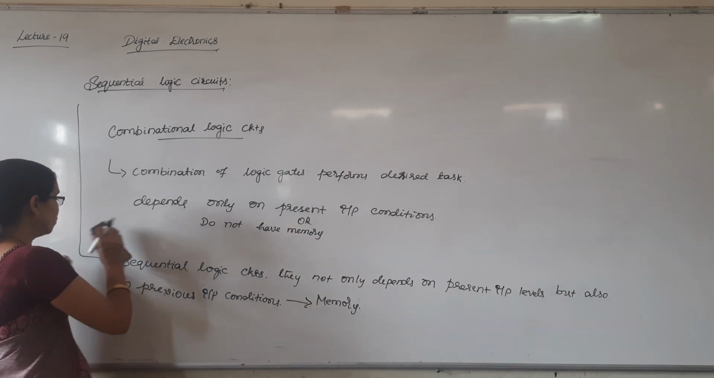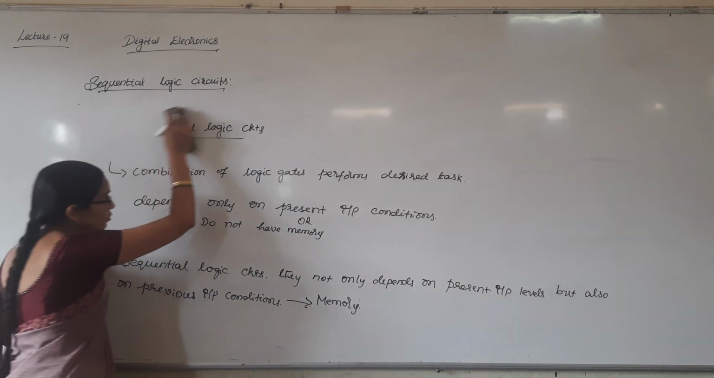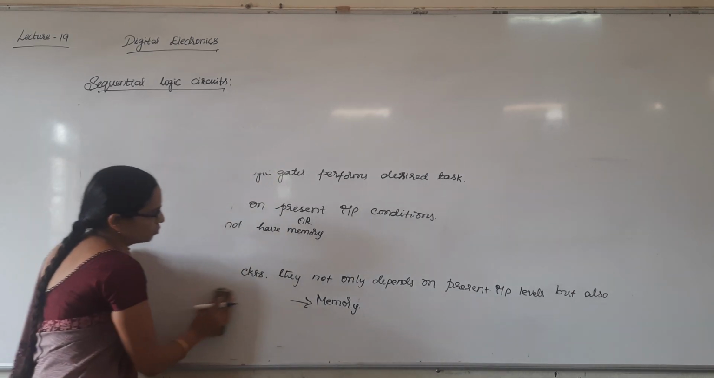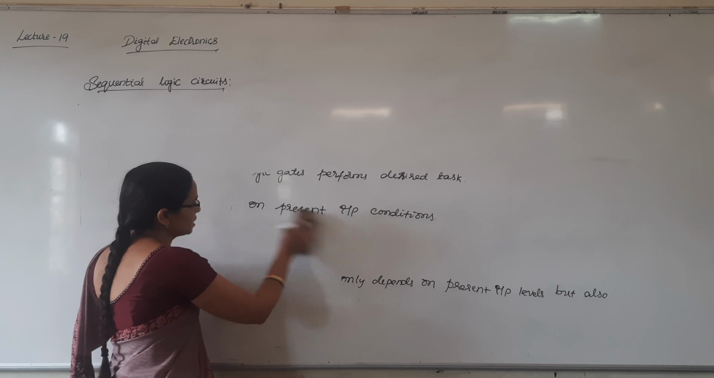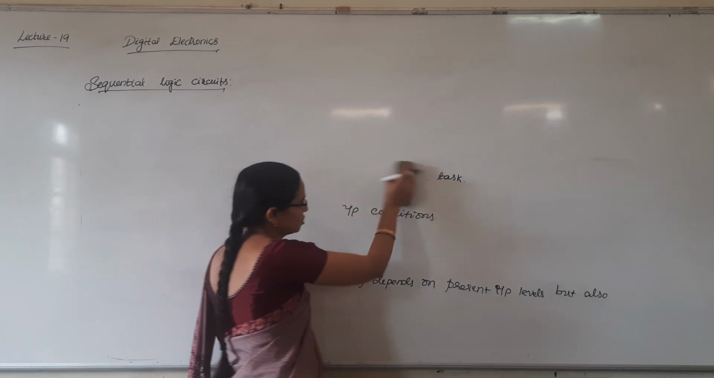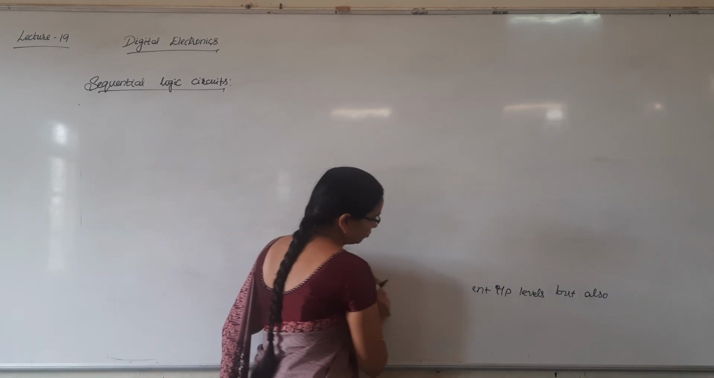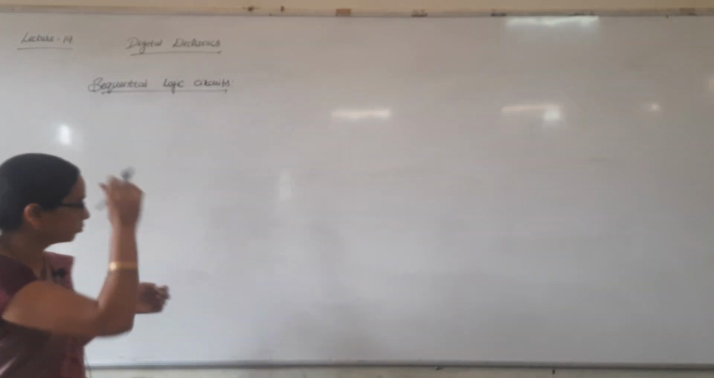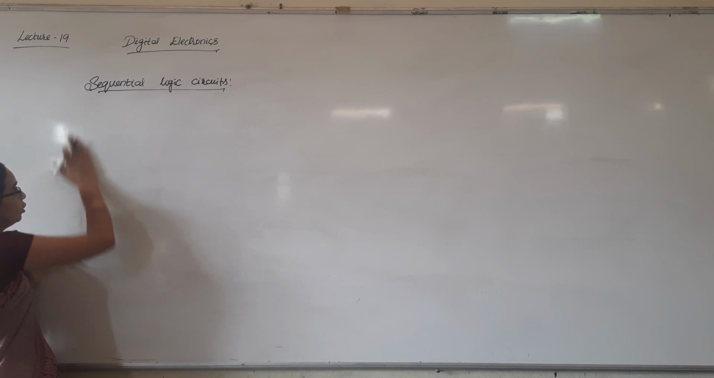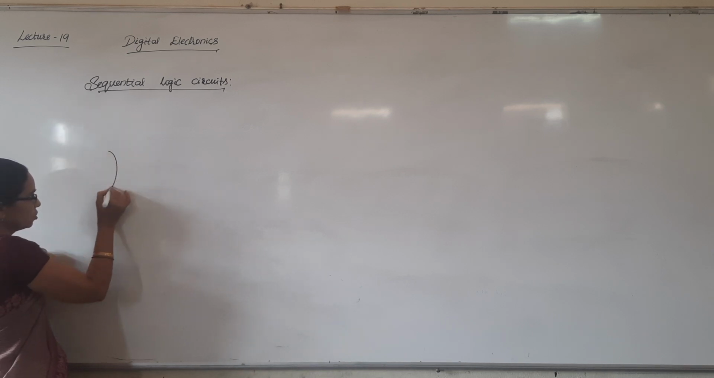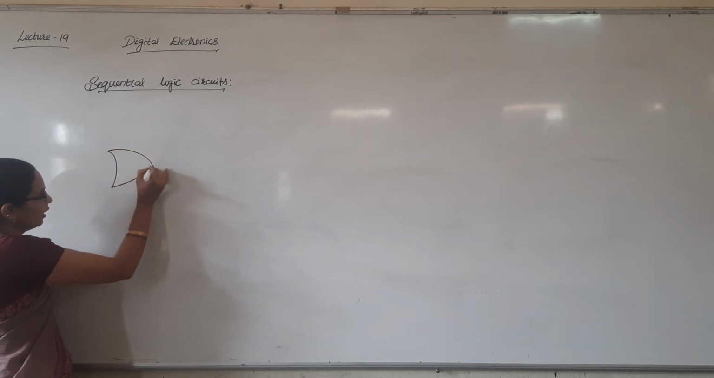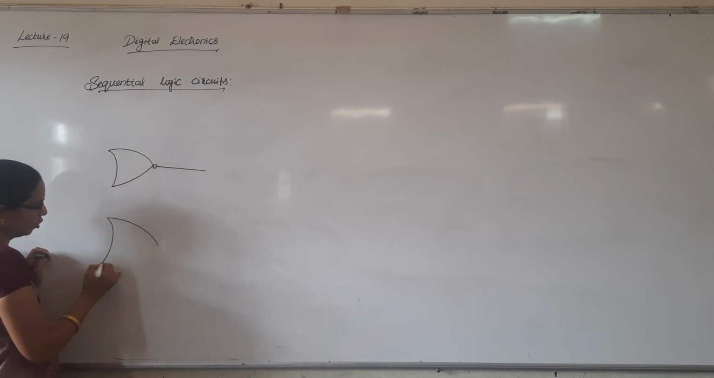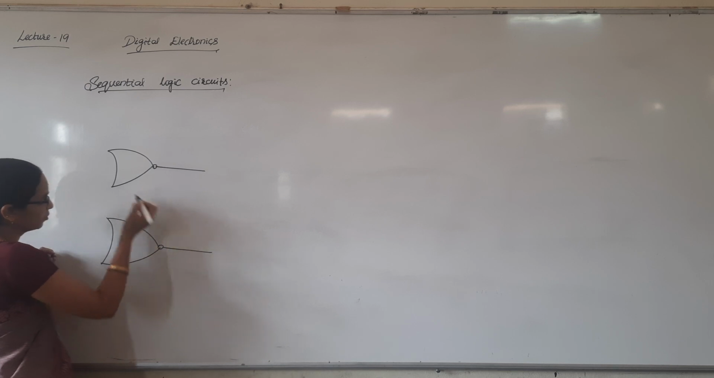Okay. So, this is about sequential and combinational logic circuits, and for sequential logic circuits, I will give you one illustration of a latch circuit. Here I will give you an explanation, I will take a NOR gate. NOR is a universal gate.